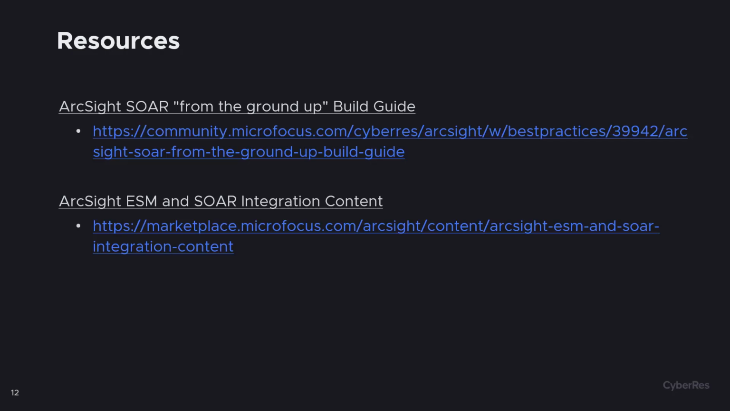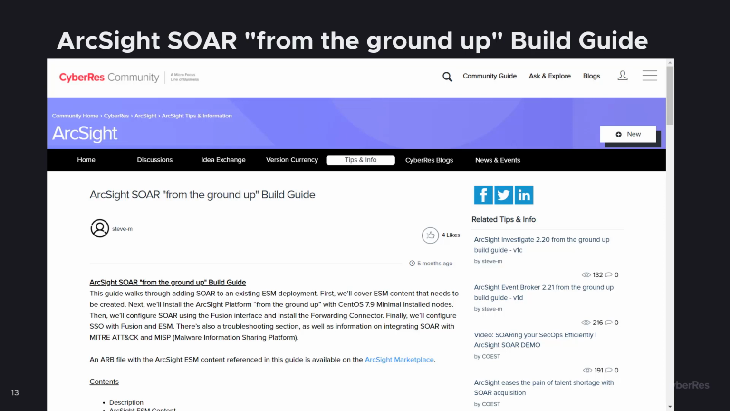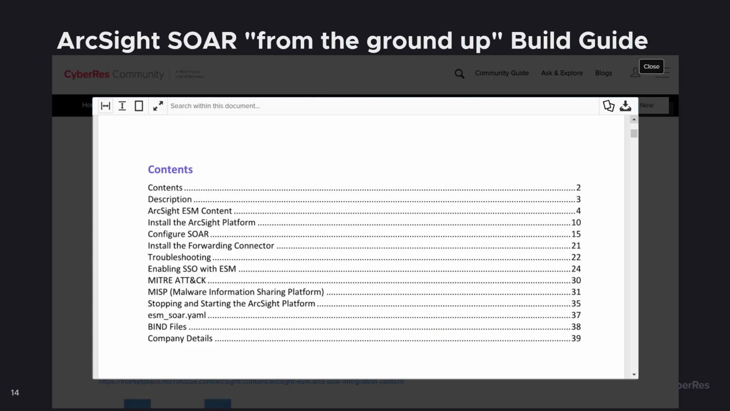There are two resources that I've posted on the ArcSight Community and ArcSight Marketplace sites that will help you with your ArcSight SOAR deployment. The first is a build guide for SOAR, and the second is ESM integration content. The From the Ground Up build guide will walk you through getting ArcSight SOAR installed, configured, and working with your ArcSight ESM deployment. This covers the ESM content that needs to be set up, as well as how to install and configure the ArcSight platform and the ArcSight forwarding connector. The guide also covers the steps we've gone through in this video with integrating a MISP instance with ArcSight SOAR.